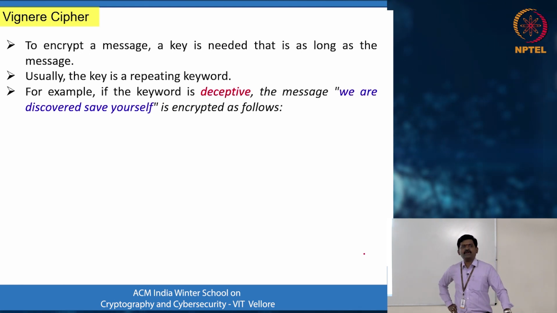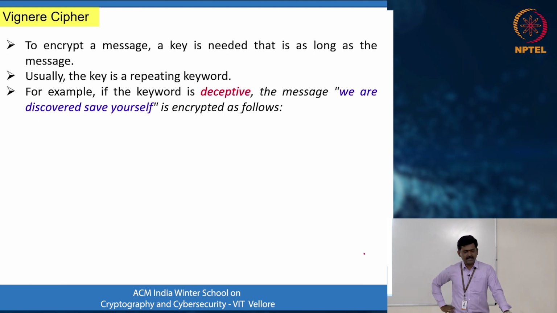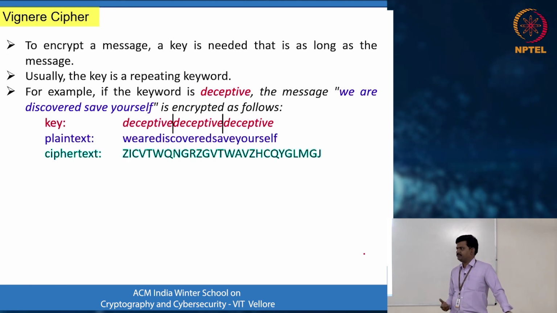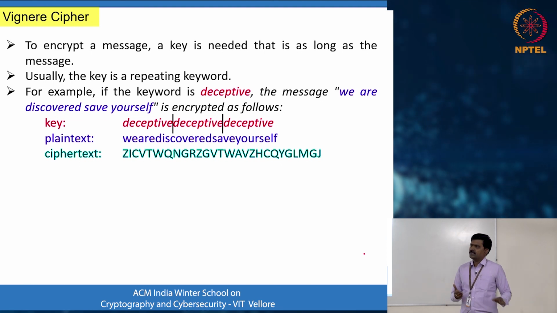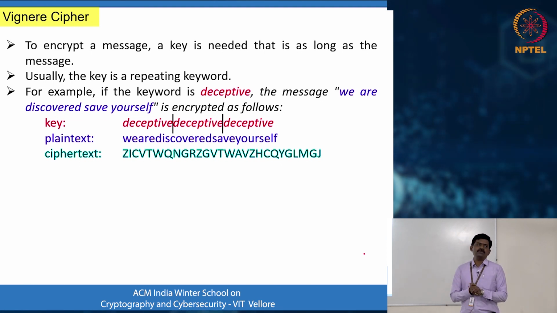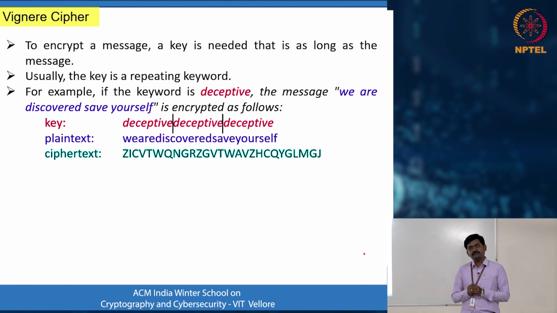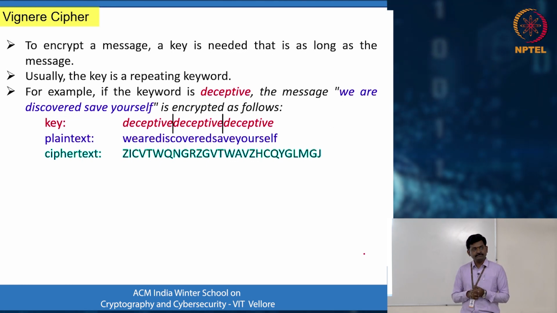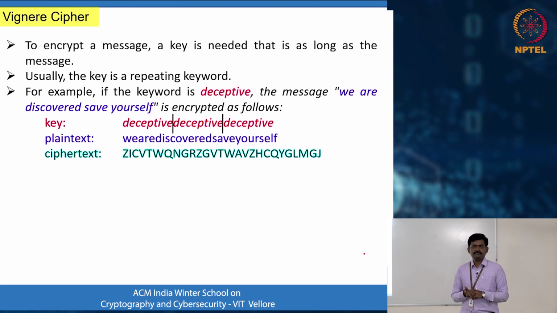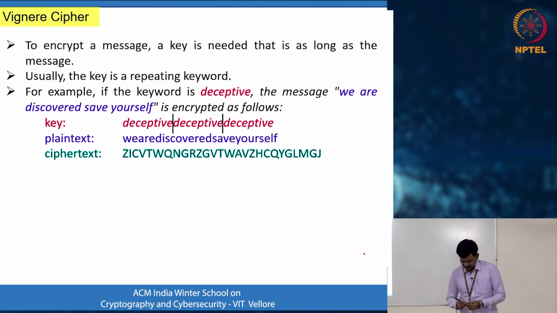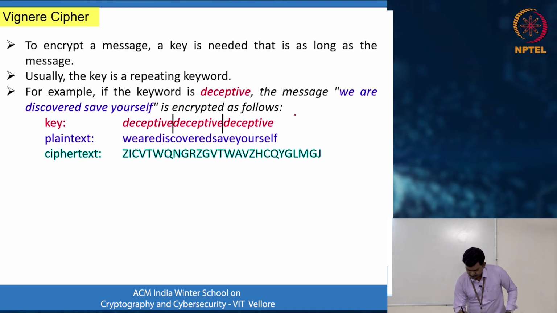Now imagine you have a plain text, "We are discovered, save yourself," and the keyword chosen is "deceptive." What we do is repeat the keyword so that the length of the key is equivalent to the length of the plain text.